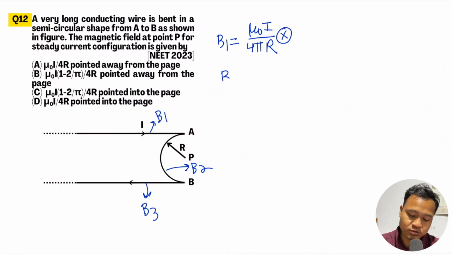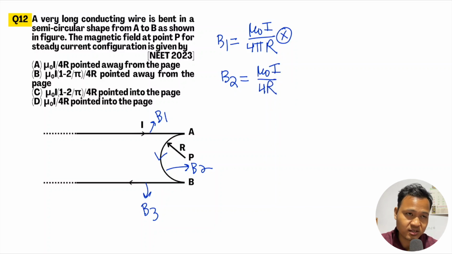Now B2. B2 is for the circular part. So mu naught I by 2R for a whole loop, and a half loop is mu naught I by 4R. For direction, use the right hand rule. You curl your fingers along the current, then your thumb will be pointing outwards here. Okay, so that means it is in the outward direction.